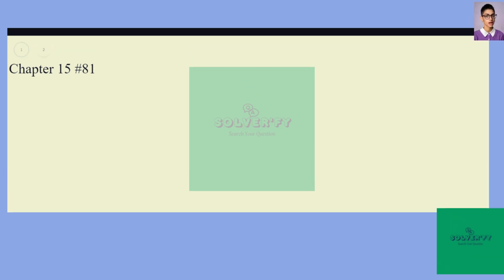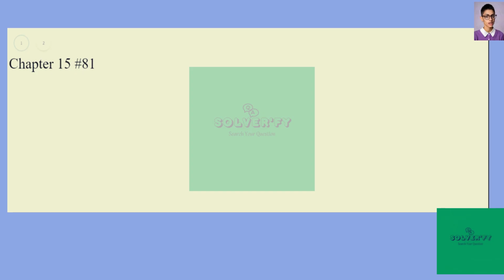This is the answer to Chapter 15, problem number 81 from the Smith Organic Chemistry textbook. This problem asks us about the triphenylmethyl radical. We're told that it's unusually persistent in solution, so it sticks around for longer than we might expect for a radical. We're also given these two structures, hexaphenylethane and molecule A. Molecule A is the actual dimer instead of hexaphenylethane.